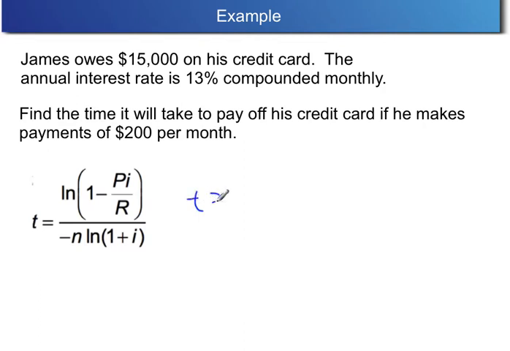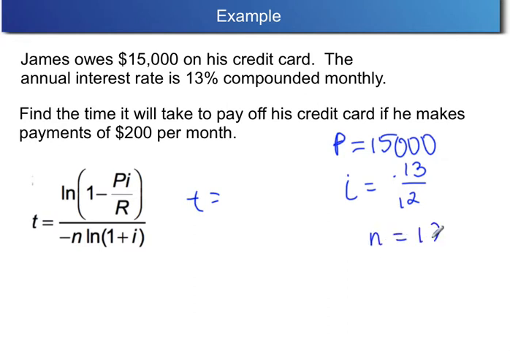Well, T equals, now let's just start identifying some things. 15,000 is P. That's his loan amount. The annual rate is 0.13 compounded monthly. So I is 0.13 divided by 12, which is the number of compounding periods. I'll write that in there too because we need N. N is 12. And my payment, R, is equal to $200 per month.